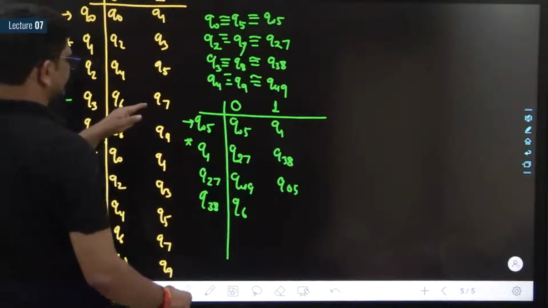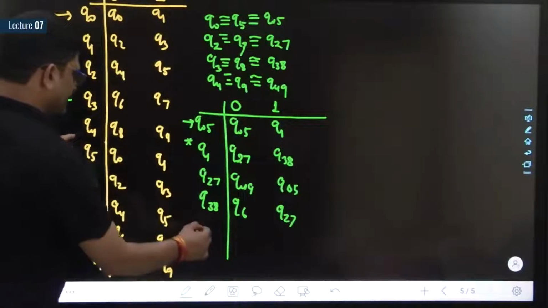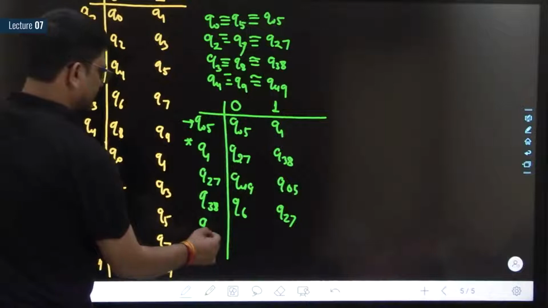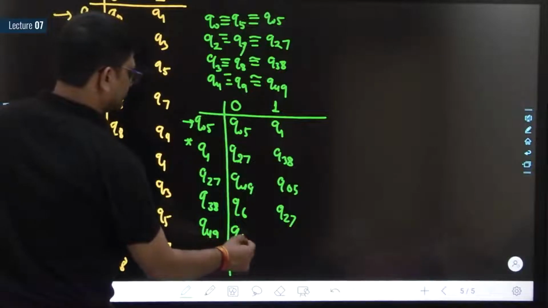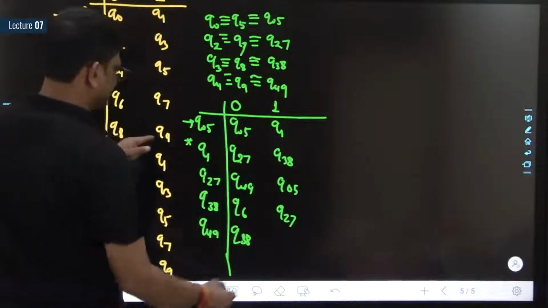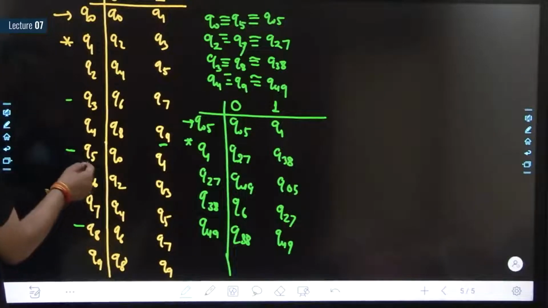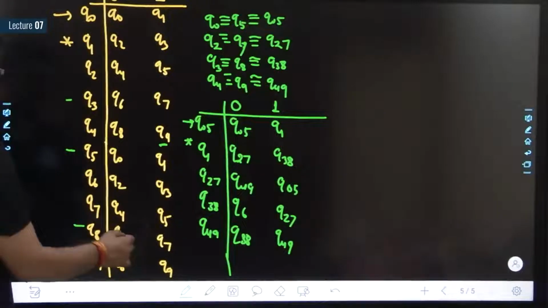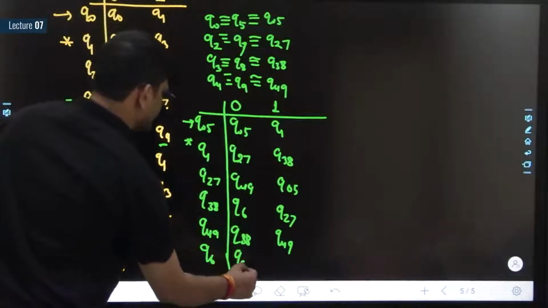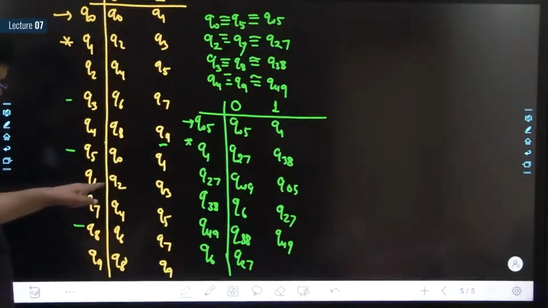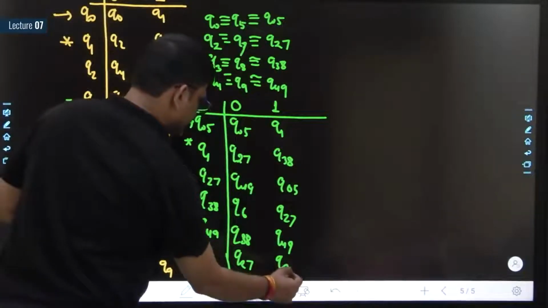Q6, Q27. Q4 is merged with 9, Q49. Q8 is merged with 3, Q38. Q49. Q5 is already written. Q6, Q27, Q38. Okay.